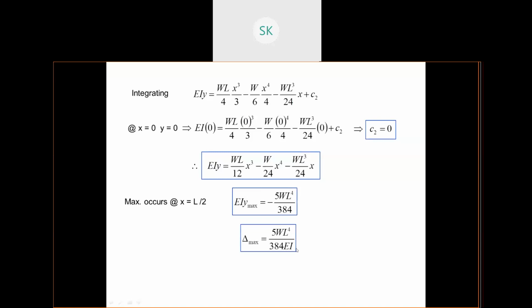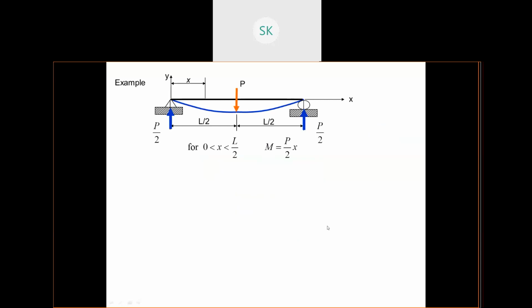It is 5 w L to the power 4 by 384 EI. They have replaced the negative sign to show the magnitude, because this sign represents the direction of the bending moment.